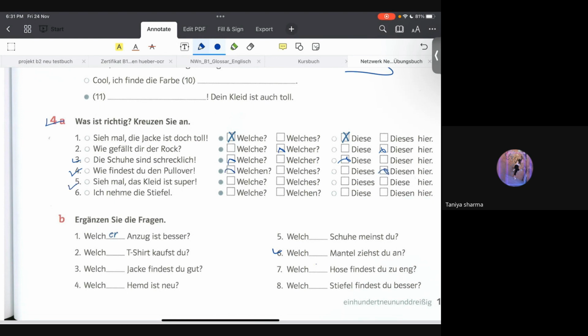Okay, Mahima. Yes, sir. Sir, number five. Fifth. Yes. Sie mal, das Kleid ist super. Welches and Dieses. Okay, last one. Anyone? Ich nehme die Welcher Dieser here. Okay, guys, please do this as a homework. Any doubt, anyone? No, sir. Okay.